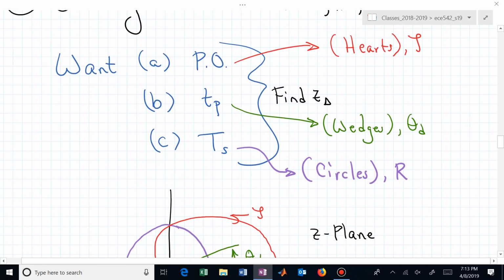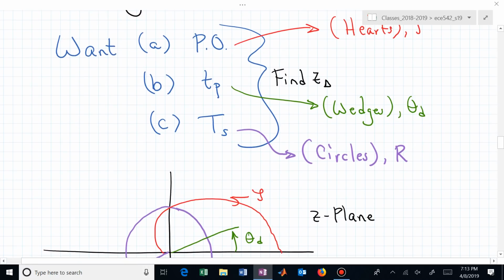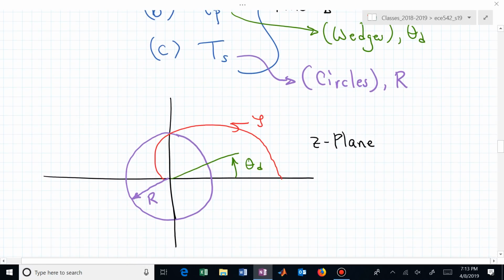Relative to the hearts, which are red, the wedges, which are green, and the circles, which are purple, here are those different shapes in the z-plane. And now, depending on what you're being asked to do, you may have to shade different sides of these circles, wedges, and hearts to try to find a region that's being specified.